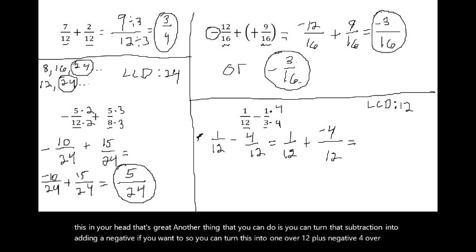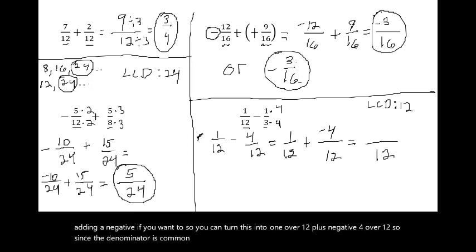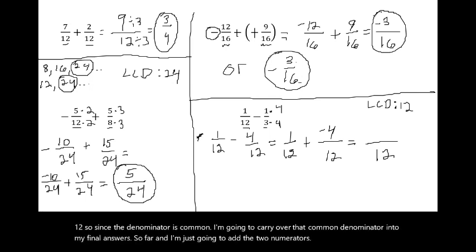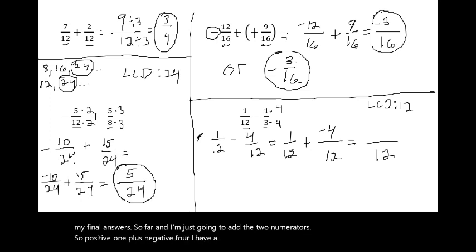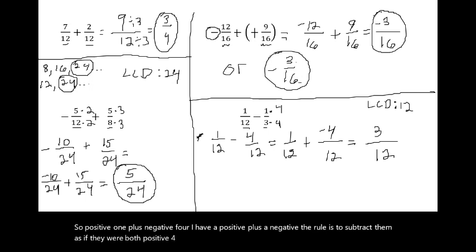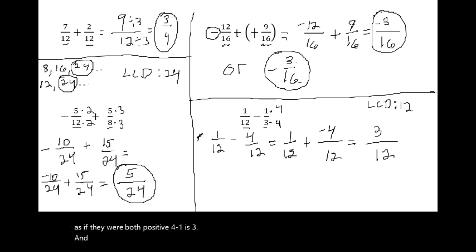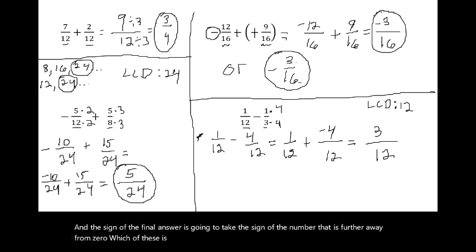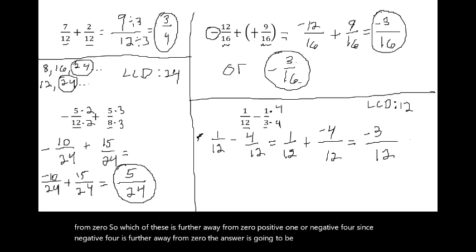Since the denominator is common, I'm going to carry over that common denominator into my final answer so far, and I'm just going to add the two numerators. So positive 1 plus negative 4. I have a positive plus a negative. The rule is to subtract them as if they were both positive. 4 minus 1 is 3. And the sign of the final answer is going to take the sign of the number that is further away from 0. So which of these is further away from 0? Positive 1 or negative 4? Since negative 4 is further away from 0, the answer is going to be negative 3 over 12.